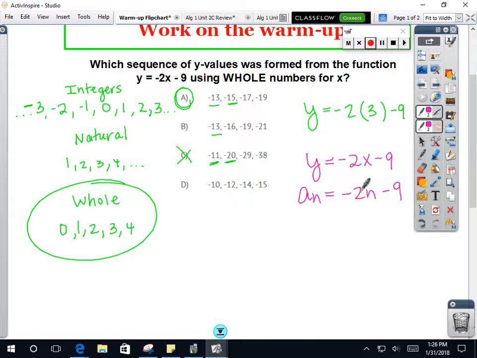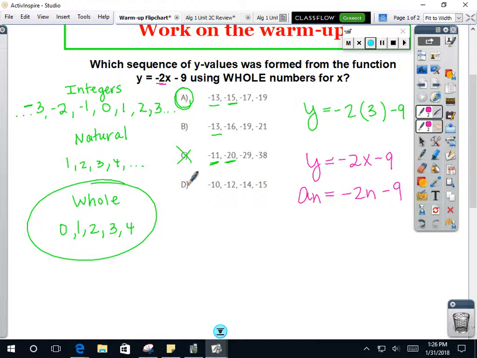Remember, this number that sits beside the n, right, it's your common difference. It tells you what they go up or down by. So basically, this negative 2 tells you the slope, what they go up or down by. Well, isn't this the only list that consistently goes down by 2? So that's another way you could have got it without even dealing with whole numbers, because that is the only list that goes down by 2 every single time.